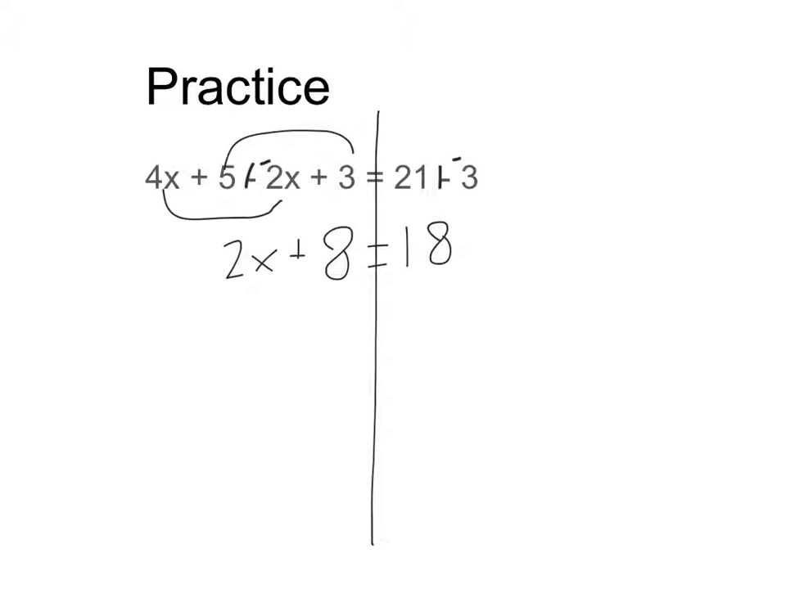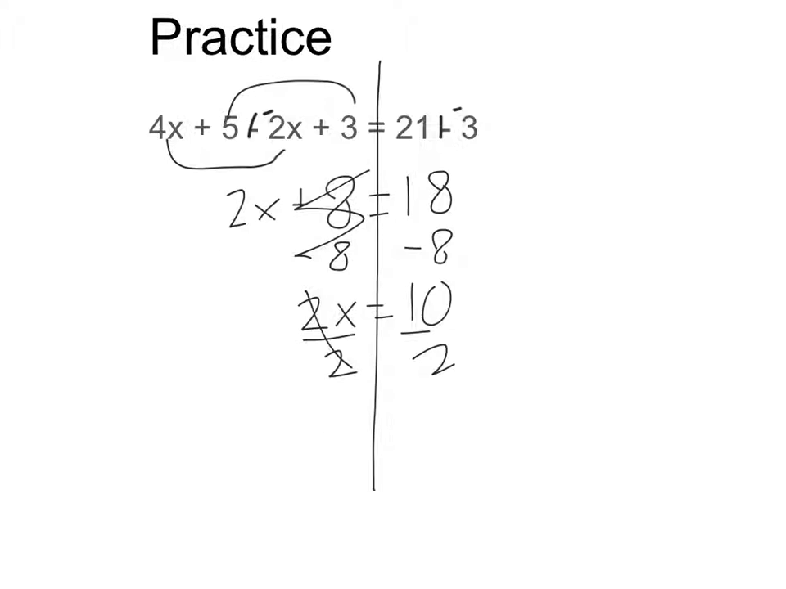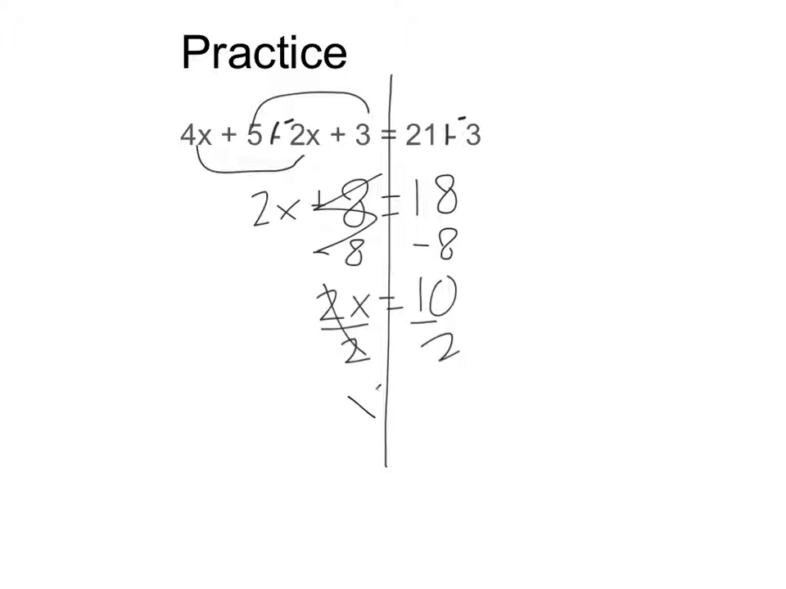So now I can just get rid of my constant by adding the opposite, and I make sure I do the same to both sides. That cancels out, and I'm left with 2x equals 18 plus negative 8, or 18 minus 8 gives me 10. Okay, and then I can get rid of my coefficient by dividing by 2, and I make sure I do it to both sides. And that leaves me with x equals 5, because the 2's cancel, and 10 divided by 2 is 5. So there's my answer of x equals 5.